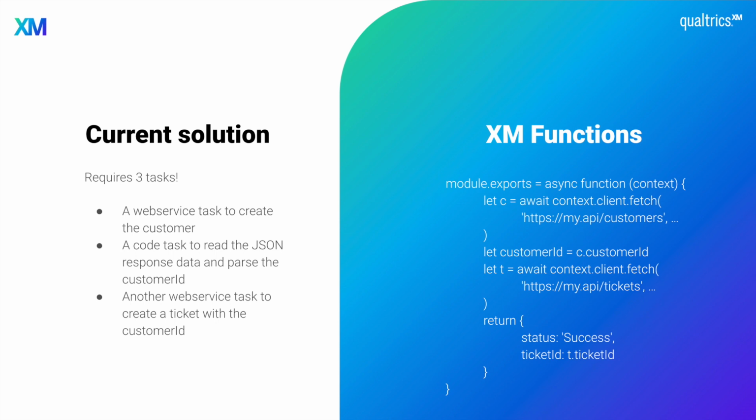Using XM functions, we could simplify that workflow into a single Workflows task plugin by writing a JavaScript file which makes both requests and processes the responses as necessary. No need to chain so many tasks together. The following example pseudocode demonstrates how we can use client.fetch to make several API calls before returning the ticket ID in our response.